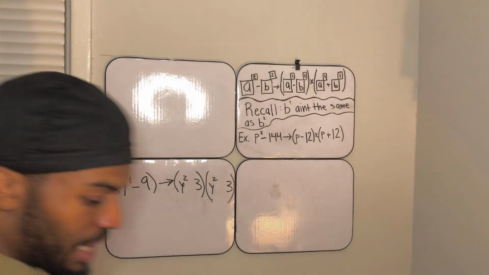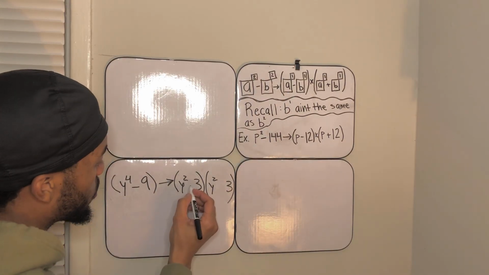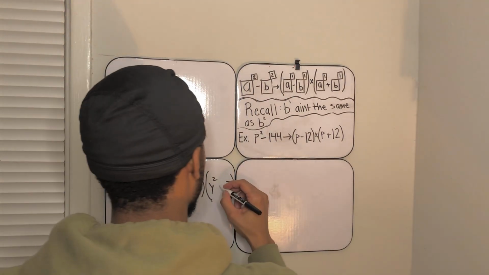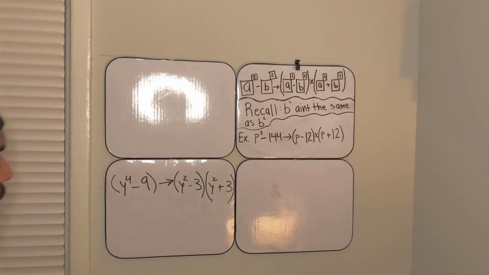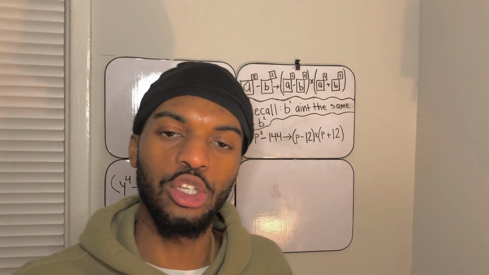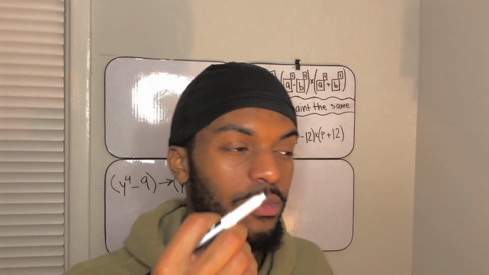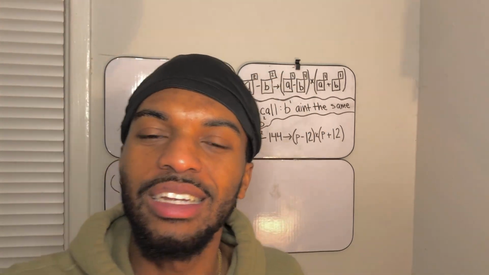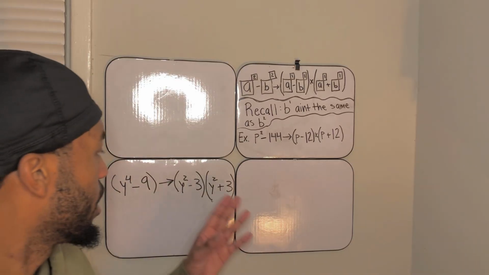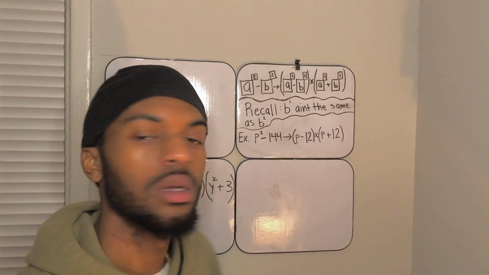So again, the last thing, now it should be automatic. The first parentheses is always subtraction, and the second one is addition. So y to the 4th power minus 9, when we factor these two squares, what we get is y squared minus 3 times y squared plus 3.